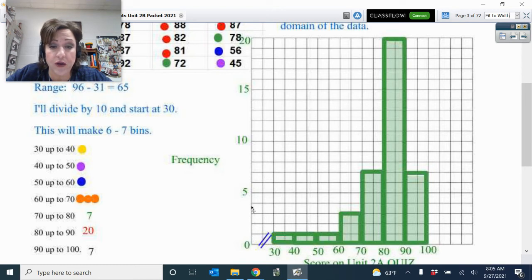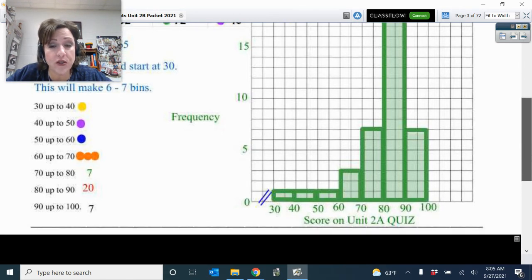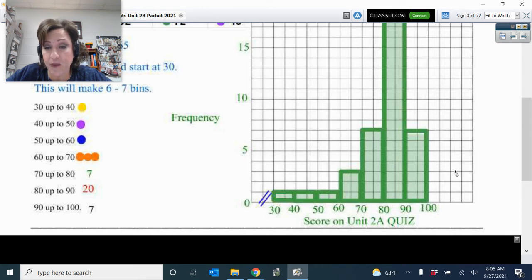So I'm going 1, 2, 3, 4, 5, 6, 7, 8, 9, 10. So I label my y-axis. Now, this represents the frequency, the number of students that had those scores in those bins. And then once I get all that labeled, I go ahead and I make the bars. That's how you make a histogram.